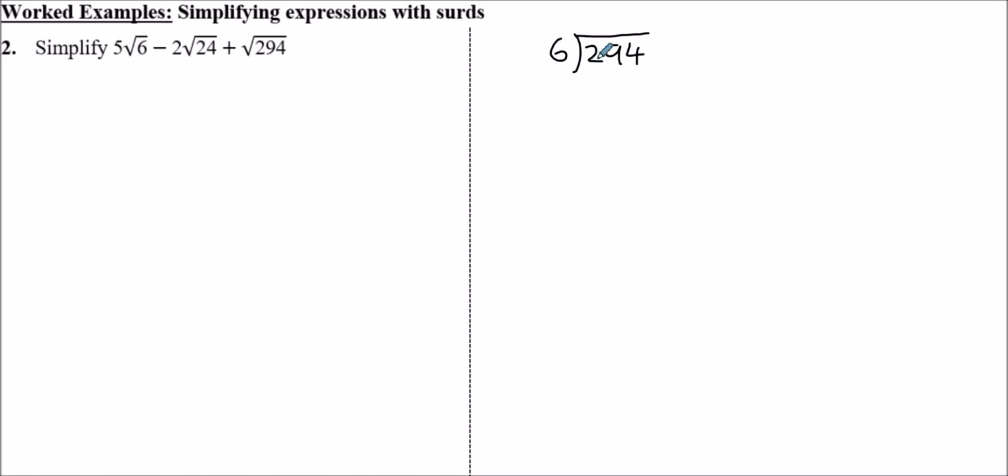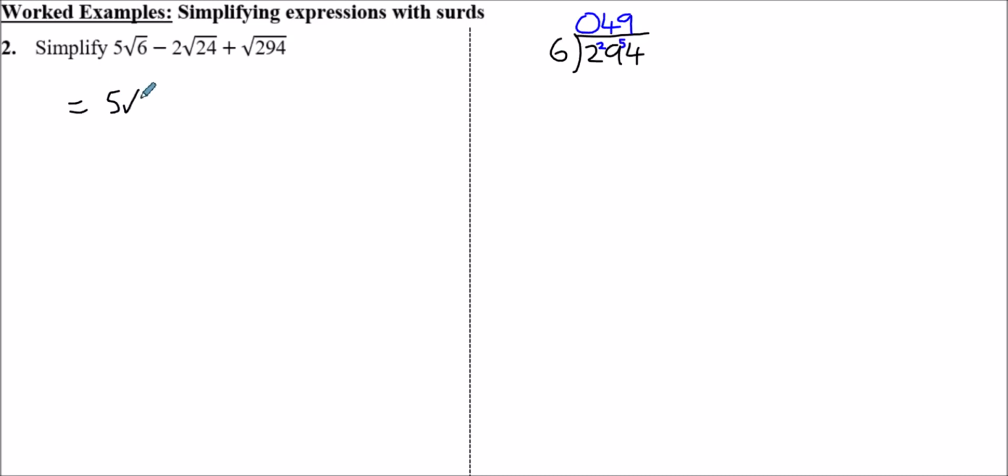Let's just check. 6 into 2 doesn't go, so remainder 2. 6 into 29, we can fit 4 of those. 6 times 4 is 24, which is 5 off being 29, so remainder 5. And 6 into 54, we can fit exactly 9 of those. And so root 294 is going to be the same as root 6, root 49. So let's just write this down.